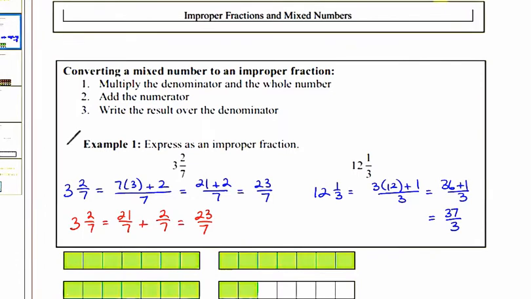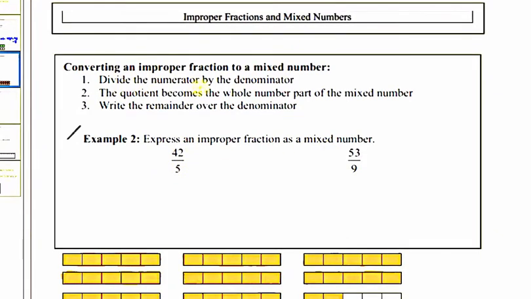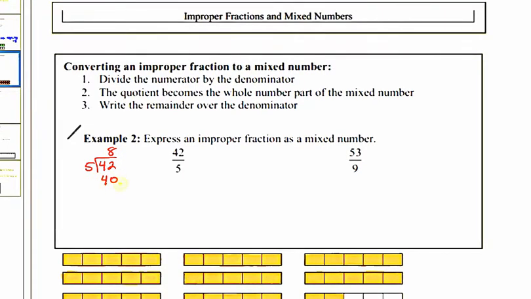Now let's review how to write an improper fraction as a mixed number. We first want to write 42/5 as a mixed number. So step 1, we divide the numerator by the denominator. So we'd have 42 divided by 5. And there are 8 5s in 42. 8 times 5 equals 40. We subtract. And notice how here we have a remainder of 2.